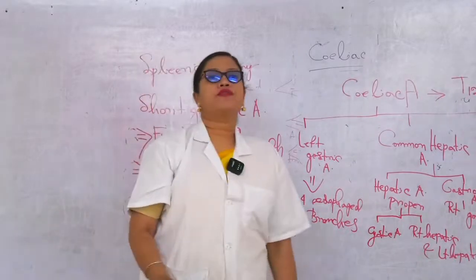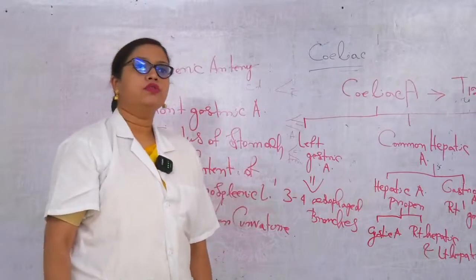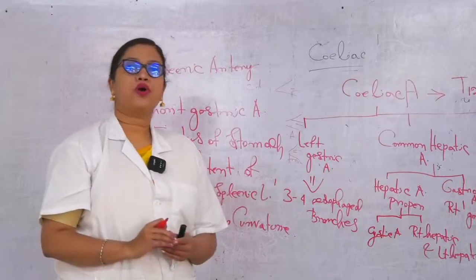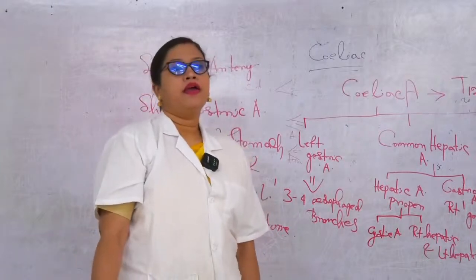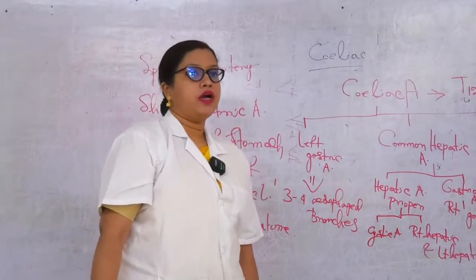Understood? So it is found on the greater curvature. Short gastric artery. So the next artery is the left gastroepiploic artery.